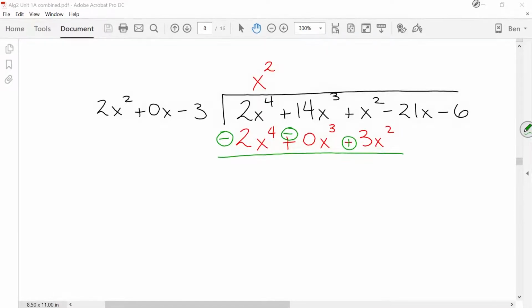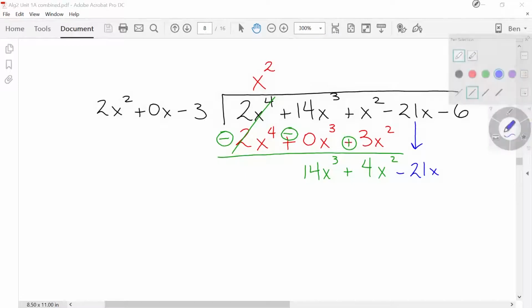2x to the fourth minus 2x to the fourth is 0. That cancels, and that should happen every single time. 14x cubed minus 0x cubed is still 14x cubed. I didn't take away any, so I still have 14x cubed. x squared plus 3 more x squareds is a total of 4x squared. And then I will bring down the next term, and I will start again.